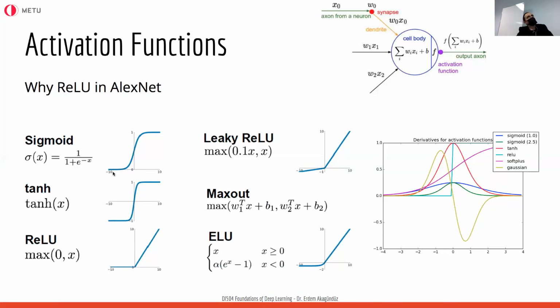For example, look at sigmoid. The sigmoid derivative in this figure is blue. It is mostly zero after some negative point and after some positive point. So it is non-zero for a limited region. What kind of an effect does it have?